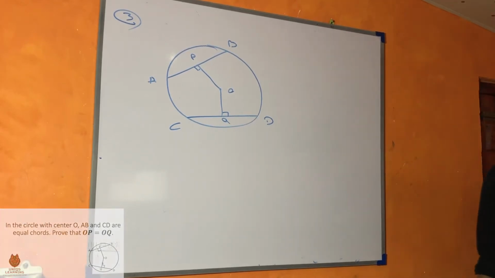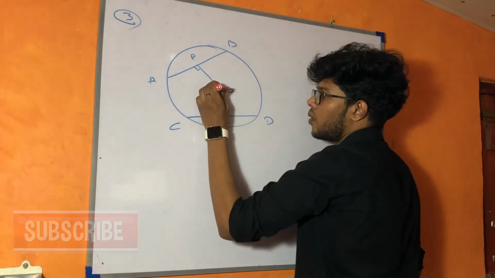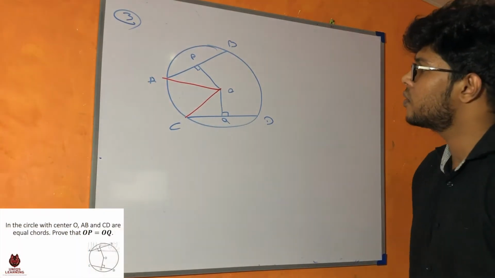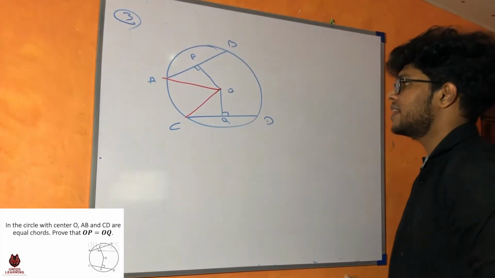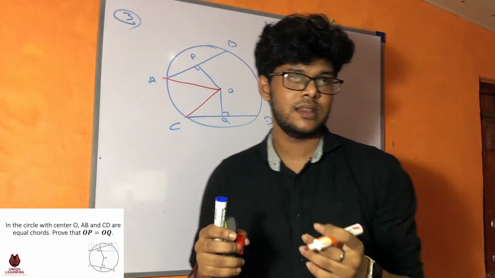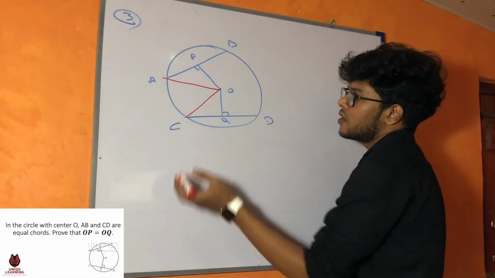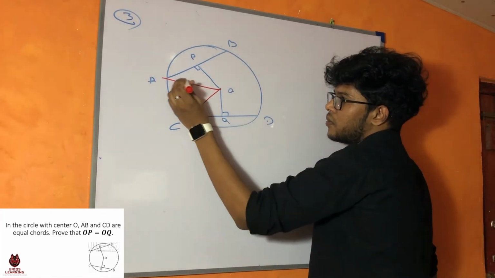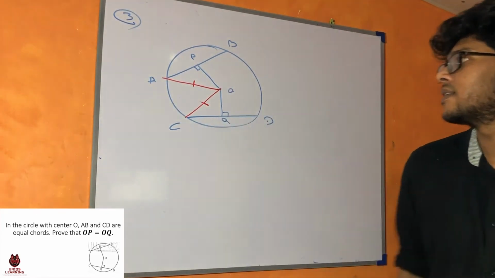You can consider the triangles OAP and OCQ. Why did I take OAP and OCQ? Because I am supposed to show that OP and OQ are equal. The best way to show that two sides are equal is congruency, so I hope you remember the congruency laws. You have OA and OC. What can you say? Both of them are radii, so this length is equal to this length.